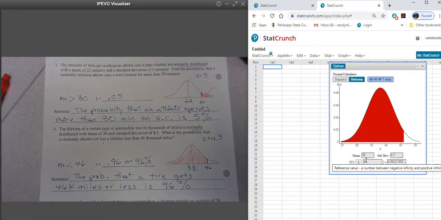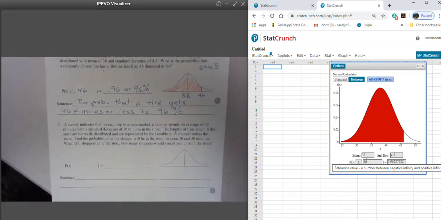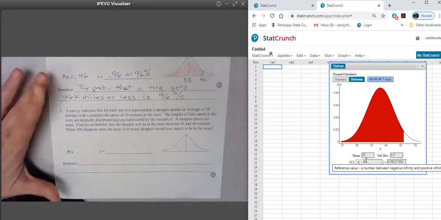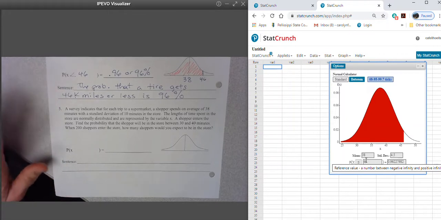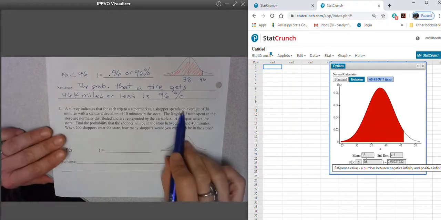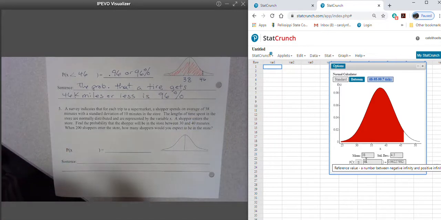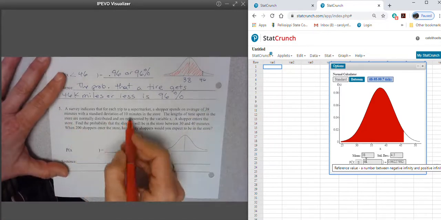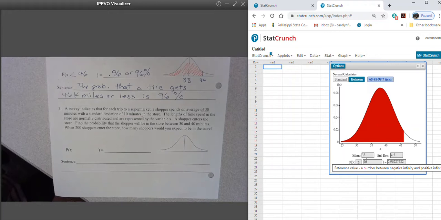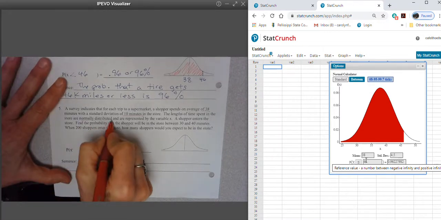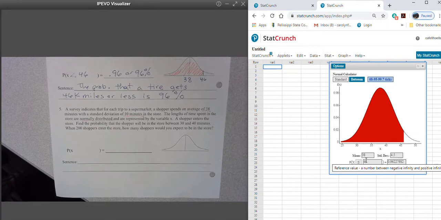All right, one more problem for this video. All right, so this problem is about shopping. And so it says a survey indicates that for each trip to a supermarket, a shopper spends on average 38 minutes, so there's our mean, with a standard deviation of 10 minutes in the store. There's our standard deviation. So the lengths of time spent in stores are normally distributed, that's good, and are represented by the variable X. So a shopper enters the store. Find the probability that that shopper will be in the store somewhere between 30 and 40 minutes.